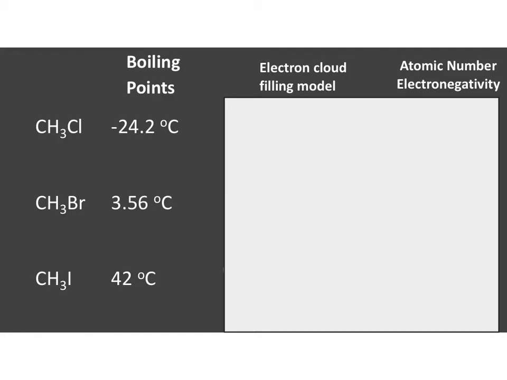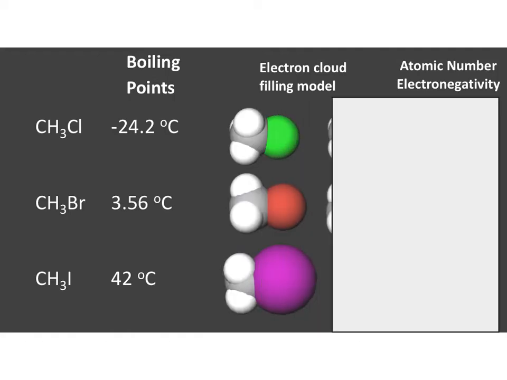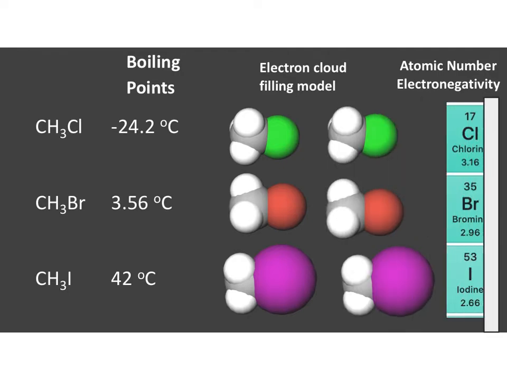Here are the boiling points of chloromethane, bromomethane, and iodomethane. And as you can see, the boiling points do increase as we go down group 7. And we can have a look at the electron filling model. So this shows the electron cloud and gives us an idea about the size of the molecule. And we can also look at the atomic number, and the bottom number there for each atom is its electronegativity. So chlorine is 3.16, bromine 2.96, and iodine 2.66.